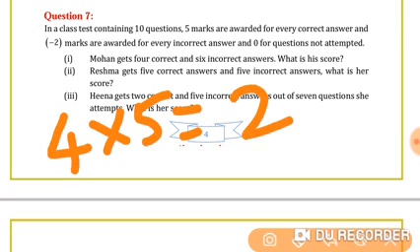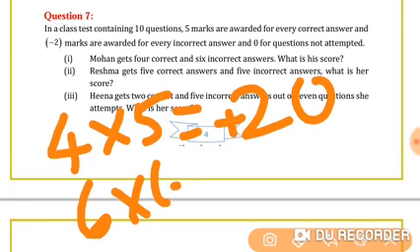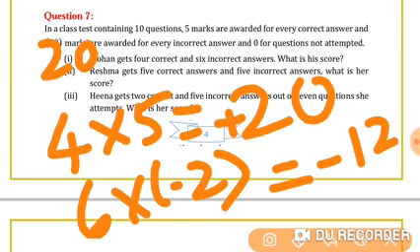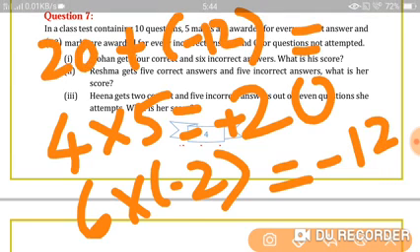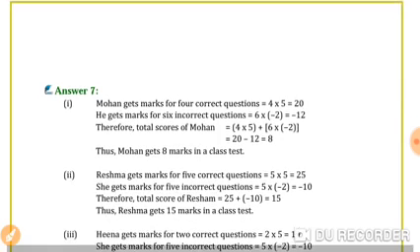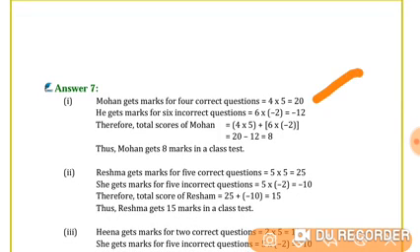So 20 marks plus he got. 6 incorrect means minus 2 each, minus 12 marks. So 20 plus of minus 12 is 8. Only plus 8 marks he got. So here is the answer. Directly you can add like this. So therefore Mohan gets 8.